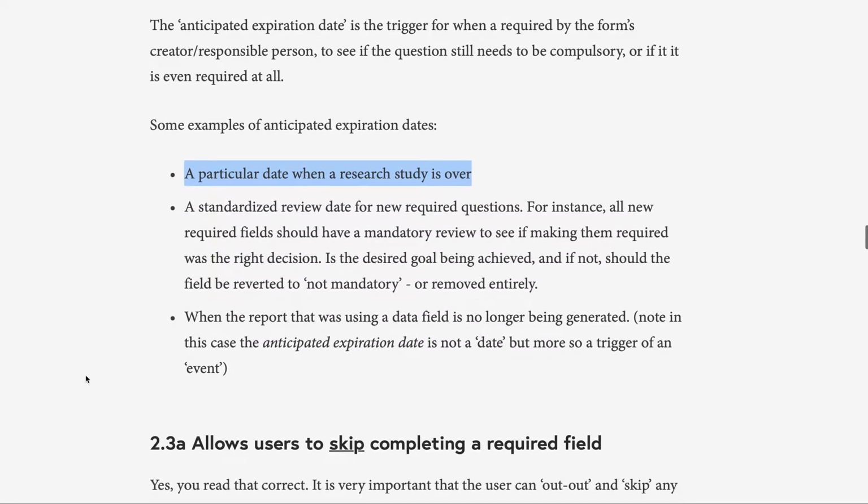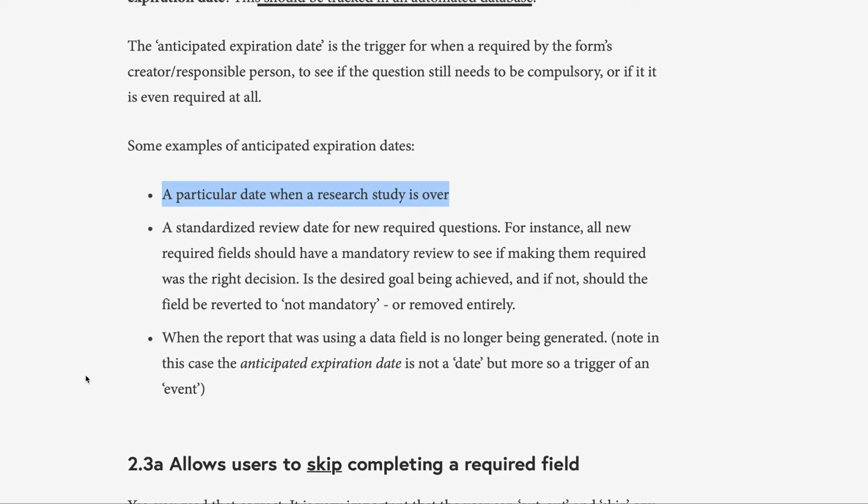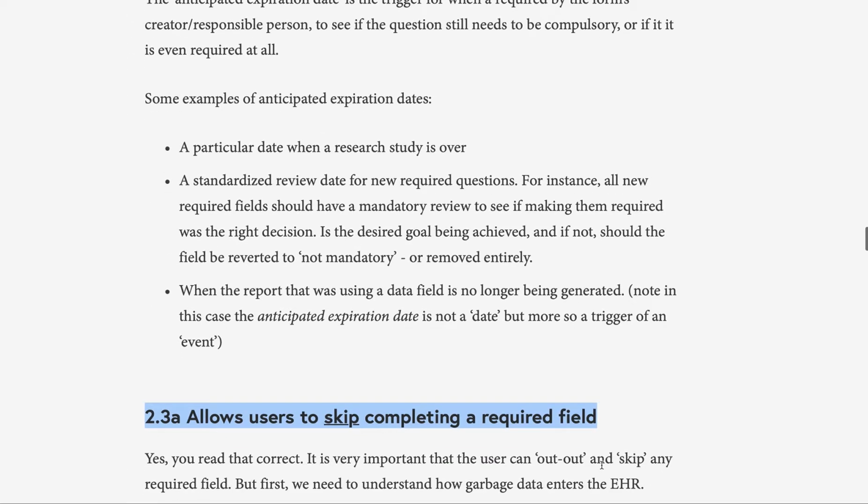We move on to the third part now, on how to streamline mandatory questions in EHRs, which is that we have to actually allow users to skip completing a required field. Yes, you heard that correctly. It is very important that a user can opt out and skip any required field. This may sound a little bit counterintuitive, but I would say it's the whole cornerstone of this entire post and this entire recording.